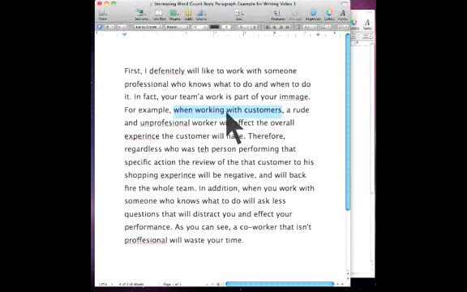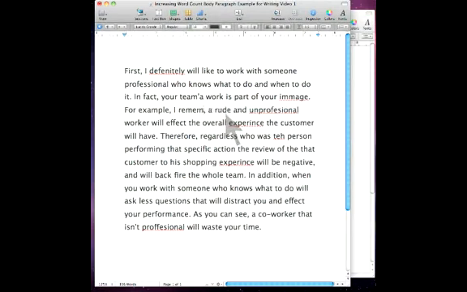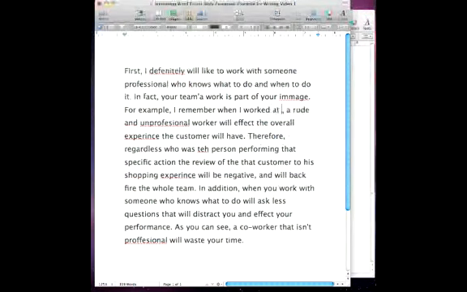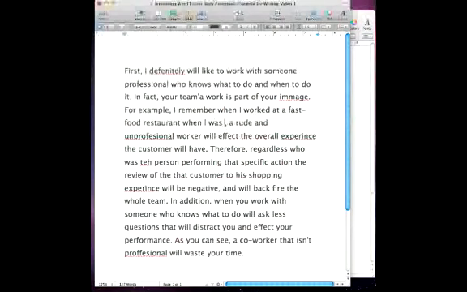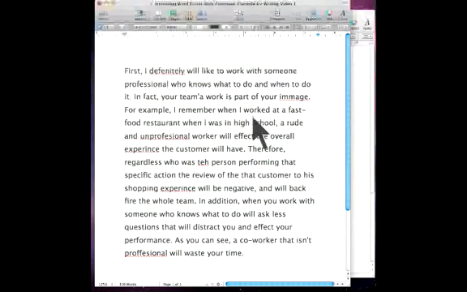I'm going to go ahead and go into this and start to modify it. So I'm going to say, for example, I remember when I worked at a fast food restaurant when I was in high school, right? Now, we all have that job experience, and if we don't have that job experience, we might be telling the story from a customer's perspective. And when you walked into a restaurant, right? So now what I'm going to do is I'm going to go ahead and change the color of this. And let me go ahead and make it blue. So that way you're going to see what I changed.